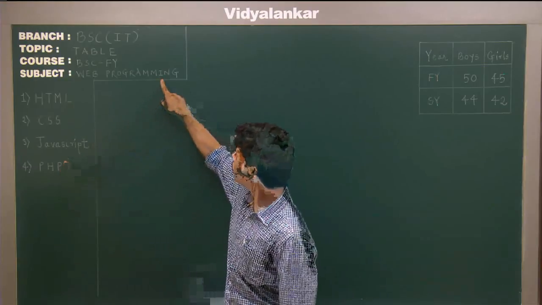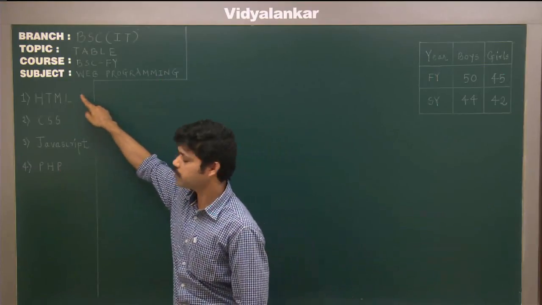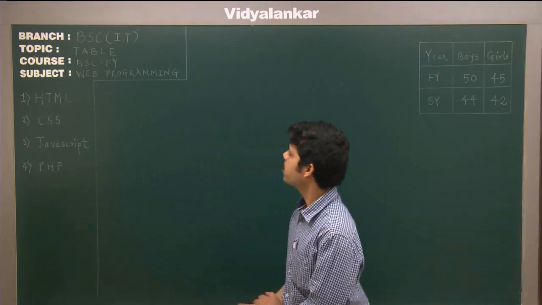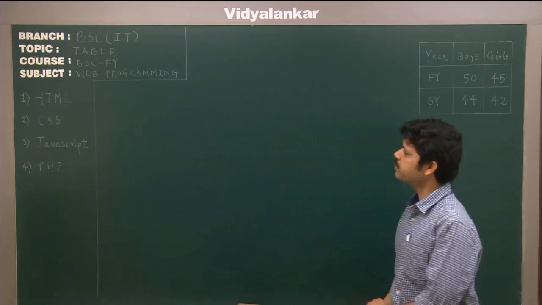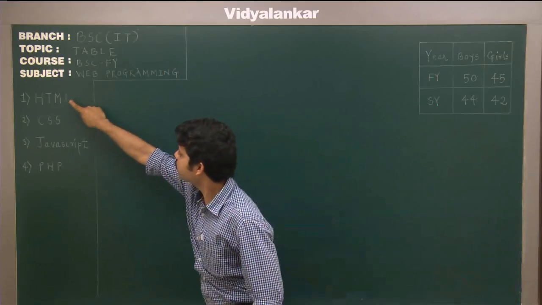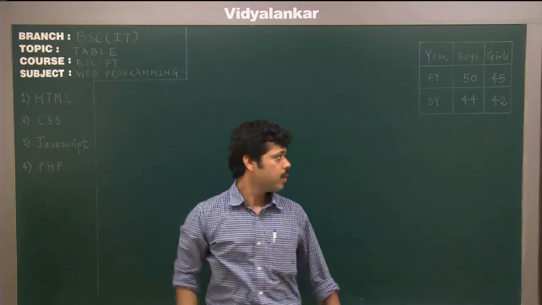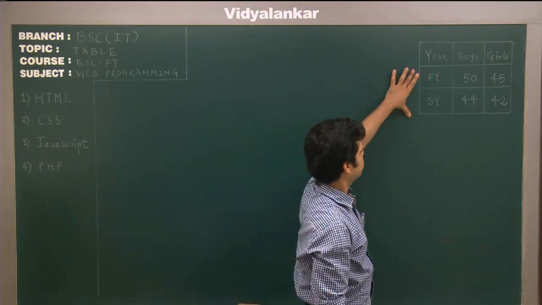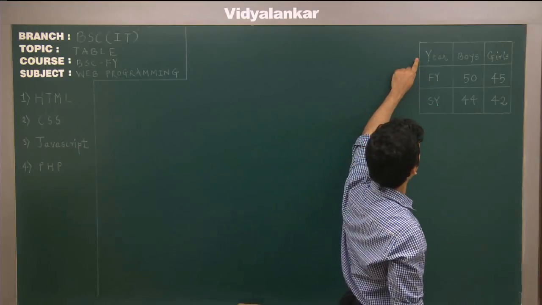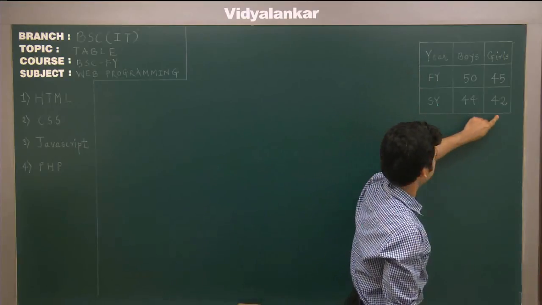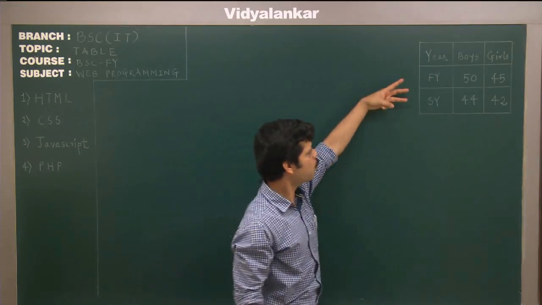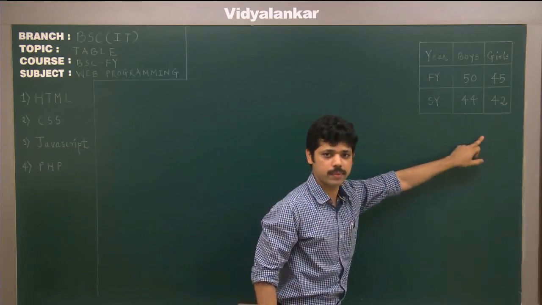And in this web programming, we'll study these 4 topics. Fine. So let us take one example. We'll create the table, which is a part of this HTML. So let us take this table. Table means the collection of rows and columns. In this table, you can see there are 3 rows and 3 columns.